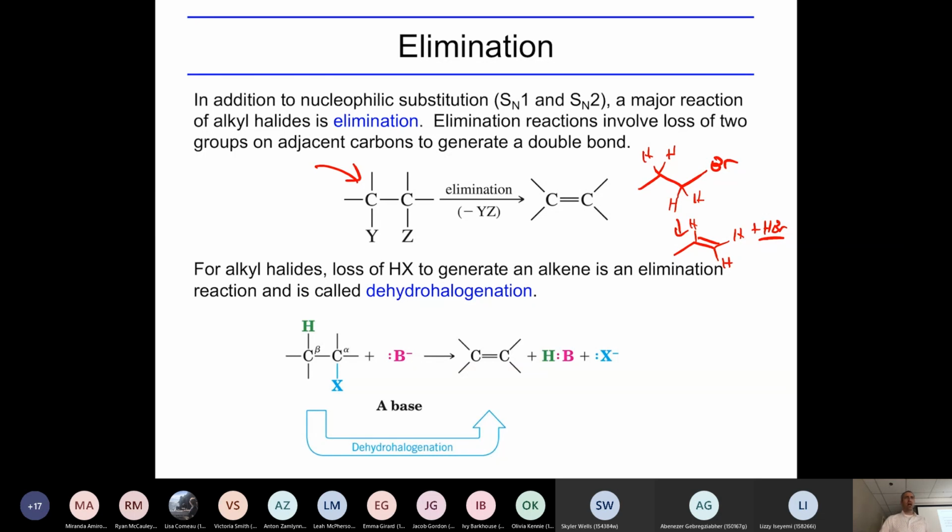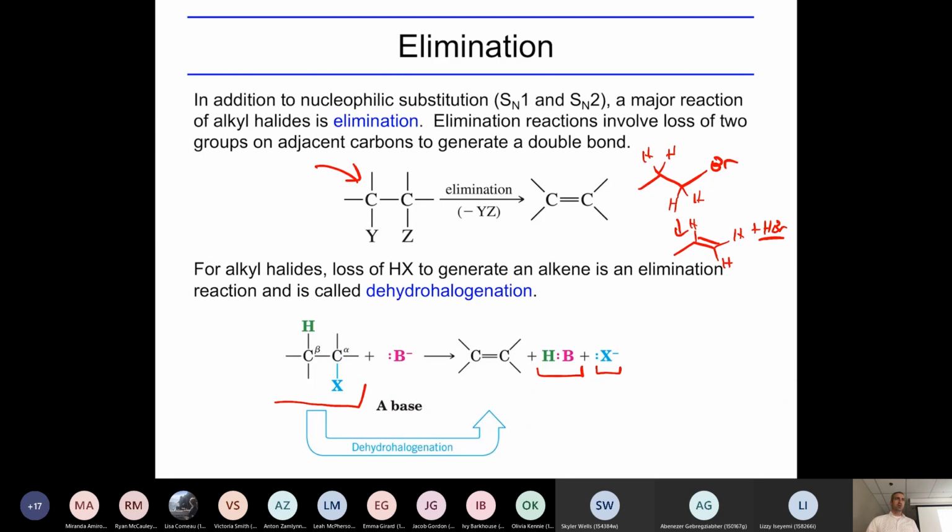And we're dealing in this chapter mostly with alkyl halides. Alkyl halides have a halogen. If it's not fluoride, it's a leaving group, potentially. So if you have a molecule like this, where we have an alpha carbon and a beta carbon, alpha is the one with the halogen attached, and X could be iodide, bromide, chloride. And on the beta carbon, you have a hydrogen. What we're going to do is remove H, remove the leaving group, and leave behind a carbon-carbon double bond.